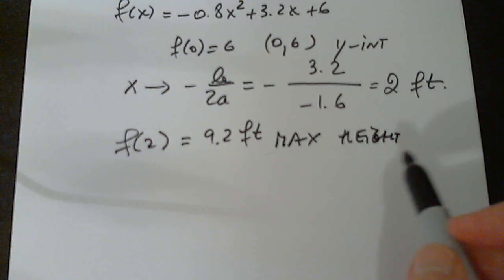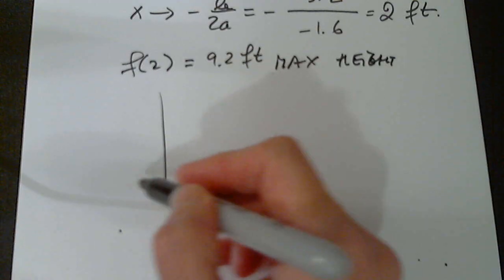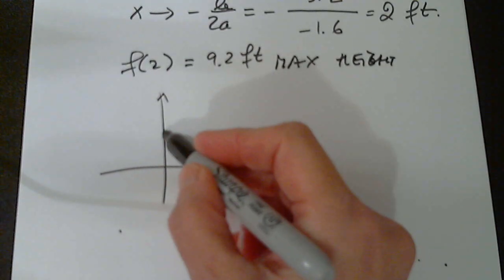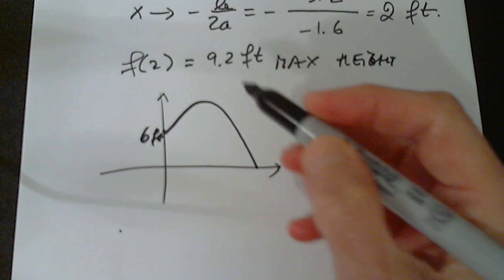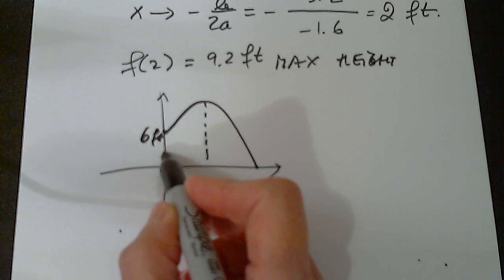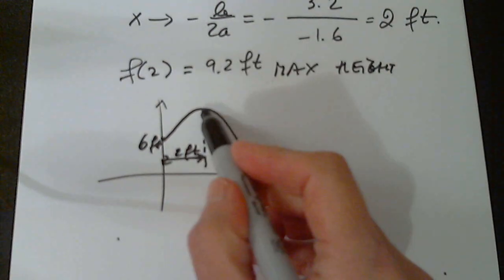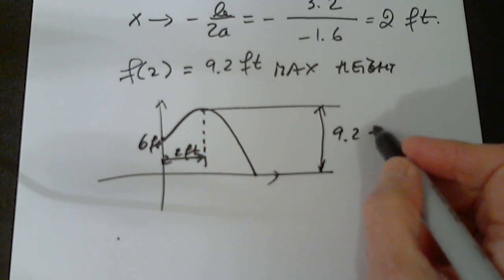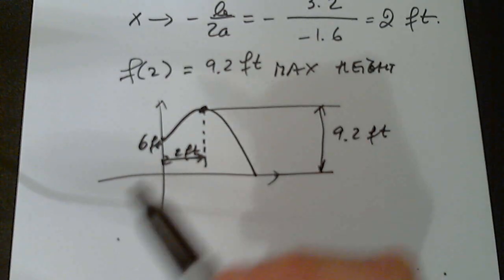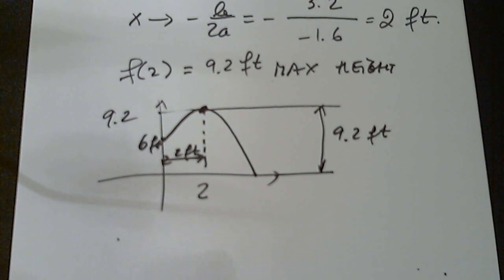So the maximum height is 9.2 feet, and that means this situation. This is the 6 feet. It reaches the maximum and then eventually will hit the ground. And this is 2 feet, and this is the 9.2 feet, because this is the vertex, at 2 and the height is 9.2. Okay, moving on.